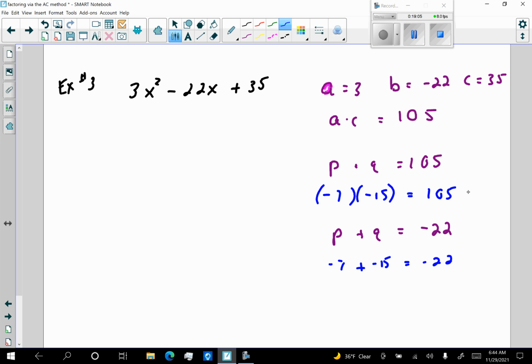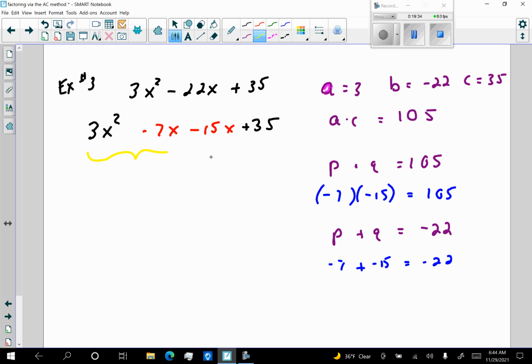So we know what we're going to do. We're going to take that negative 7 and negative 15, and we're going to put it under the negative 22. So I have 3x squared, and this is going to be negative 7x minus 15x. Still have this plus 35. Bad job, Lee. That's all right. You make a little mistake. That's okay. And now we're going to factor by grouping.